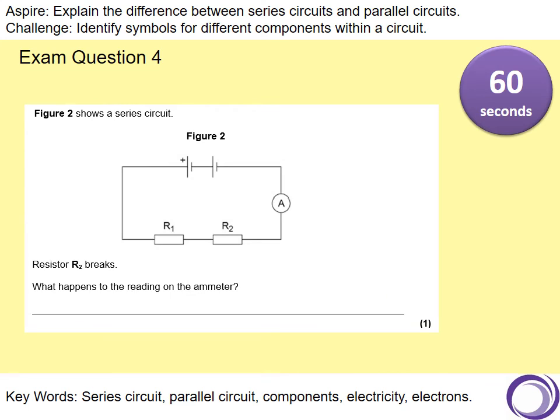So exam question number four. Here in figure two, we've got a series circuit and you've got two resistors in series. So they're following after each other. And you've also got an ammeter which measures current in this circuit diagram. The question says, resistor R2 breaks. What happens to the reading on the ammeter? The question's only worth one mark and therefore you've got 60 seconds to complete it.